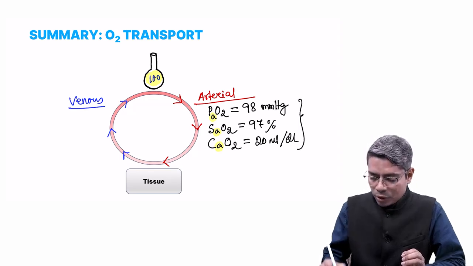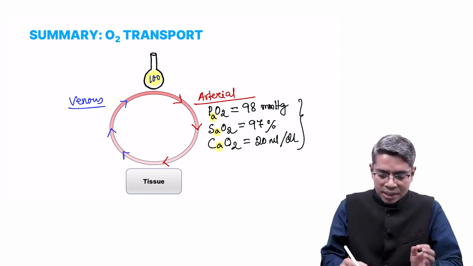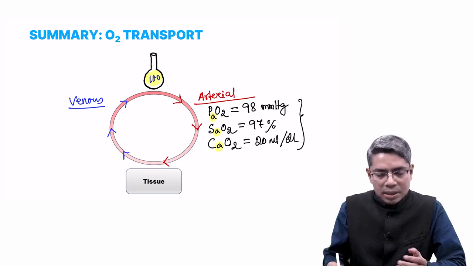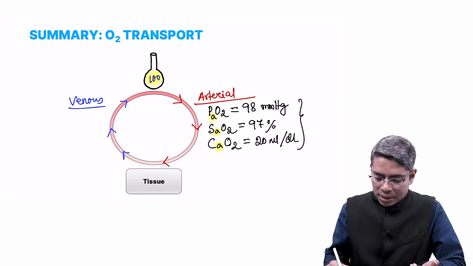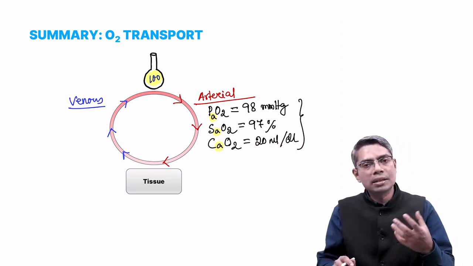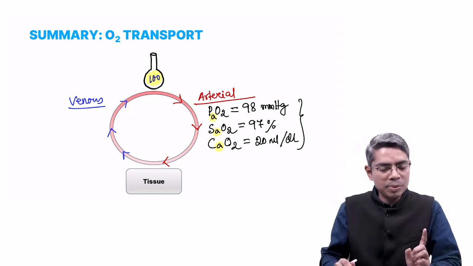All this information we have discussed in detail, you have to remember in step-by-step fashion. Due to any reason, if your hemoglobin is less, then the oxygen content will also be lesser. That you can easily understand, because the total oxygen content depends on the amount of hemoglobin and how much oxygen is carried by 1 gram of hemoglobin.